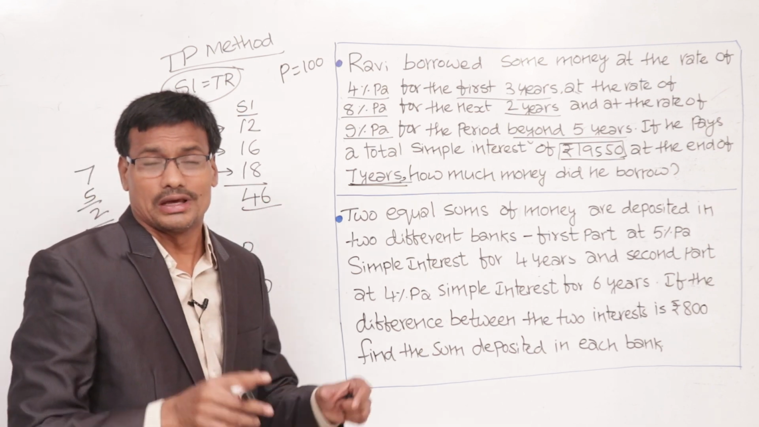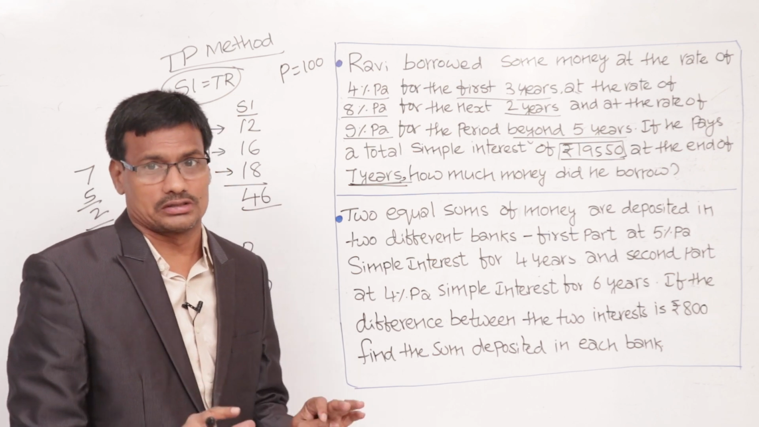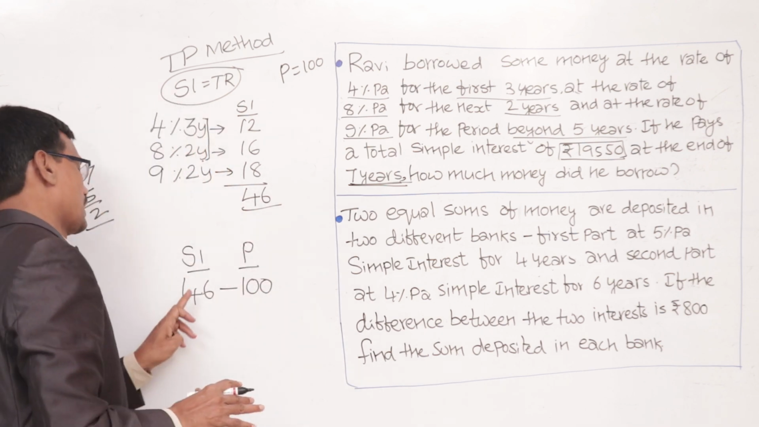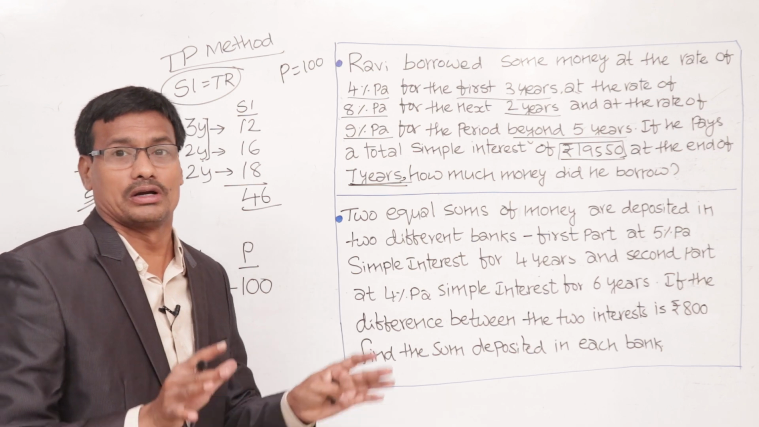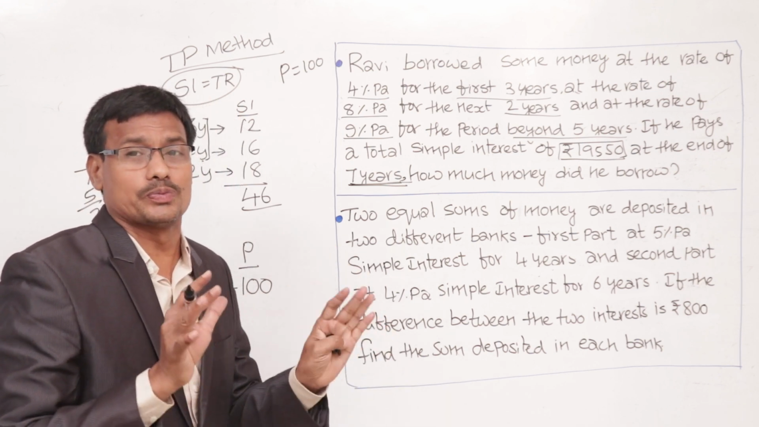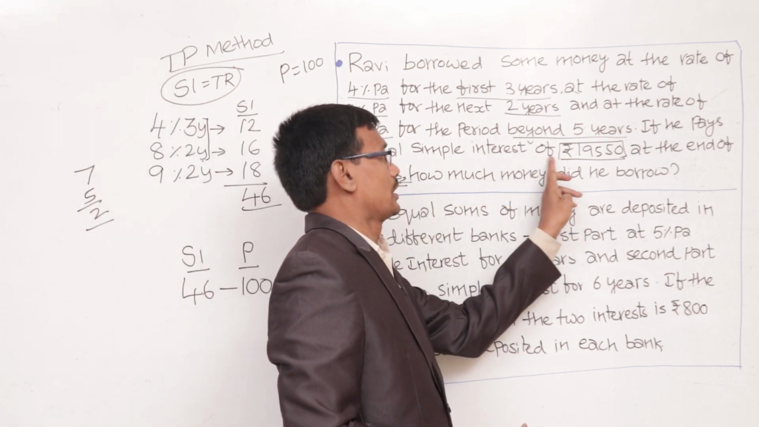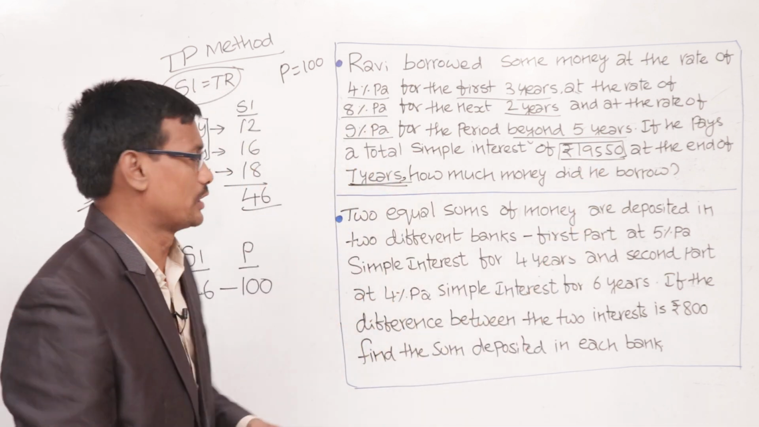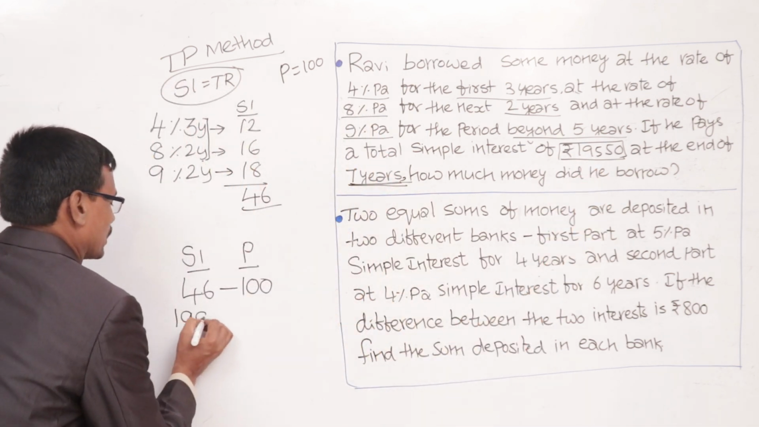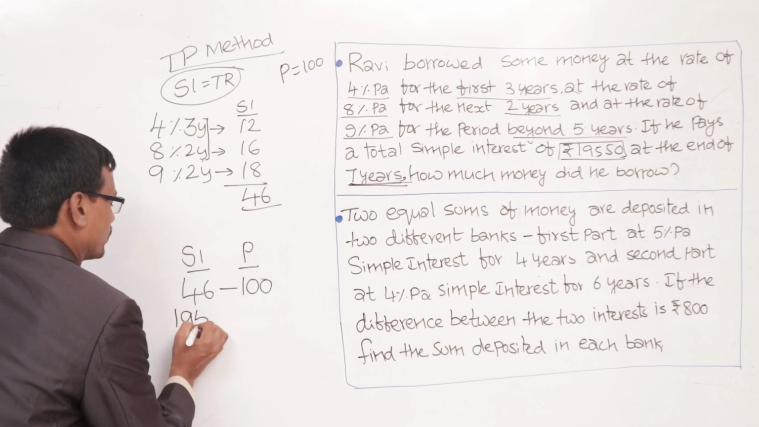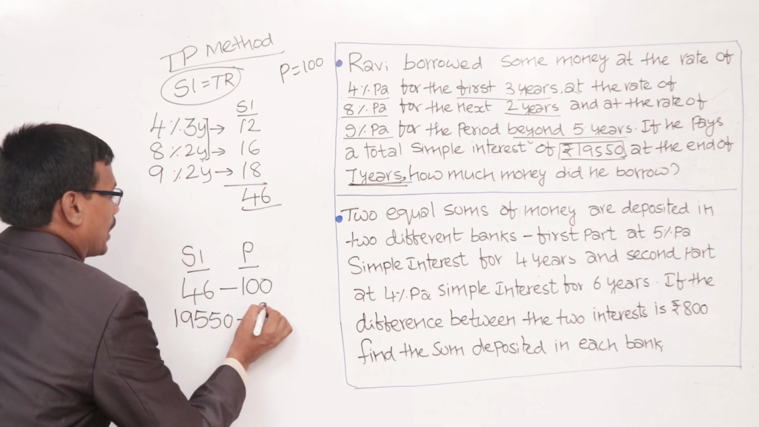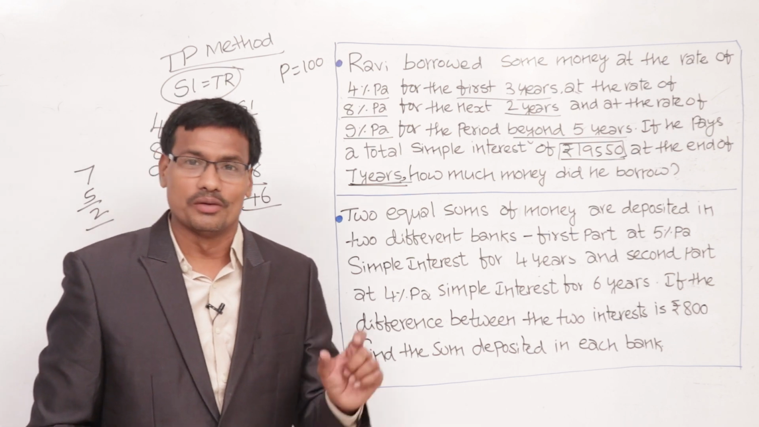So this is ours. Then P is 100, SI is equal to 46. But as per the problem, what is the simple interest they have given? 19,550. Then what is the principal?